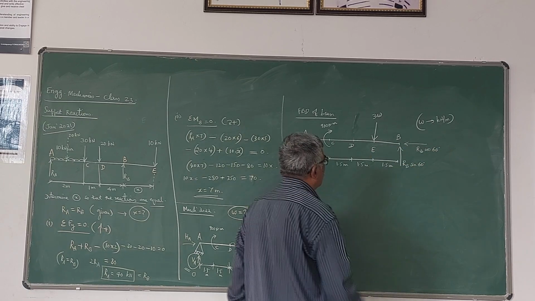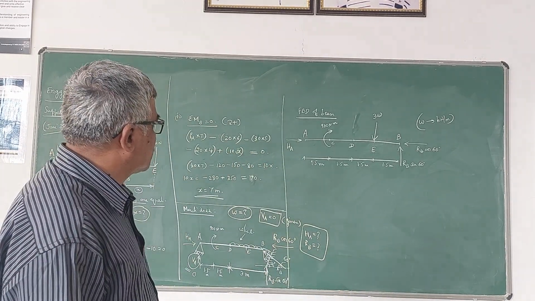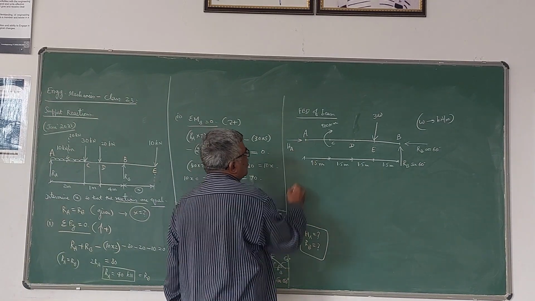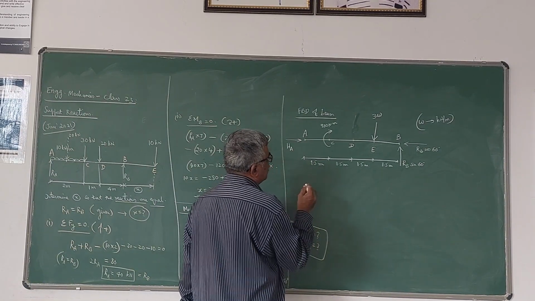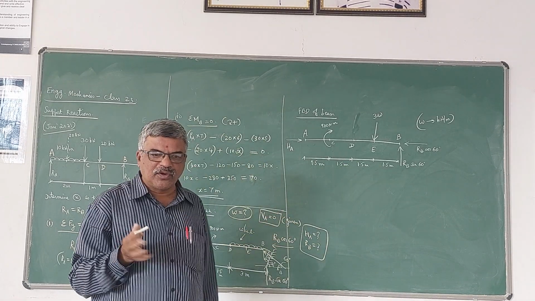Now this is the free body diagram. It is the diagram which shows the reactions removing the supports and also the external forces acting on the beam. Now here you can observe there are two unknowns, HA and RB, because VA is 0, he has given.